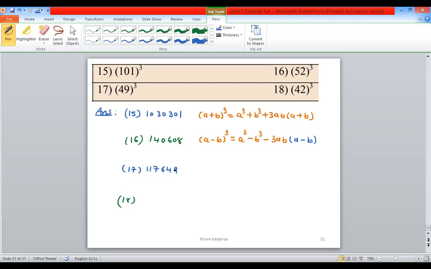Now the last, answer of the 18 number. 74088. Absolutely right. Very good, Lu, Divya, the both, and you also.